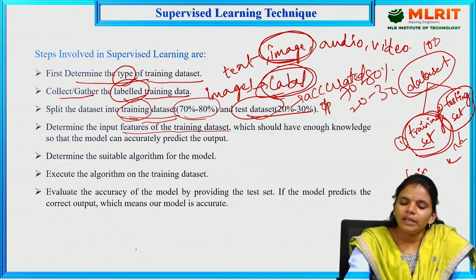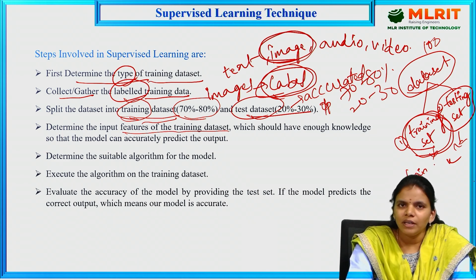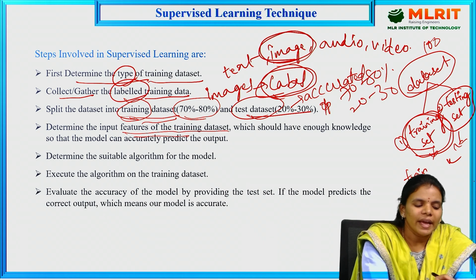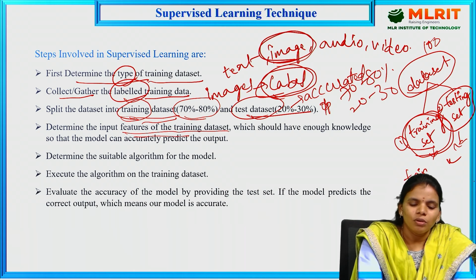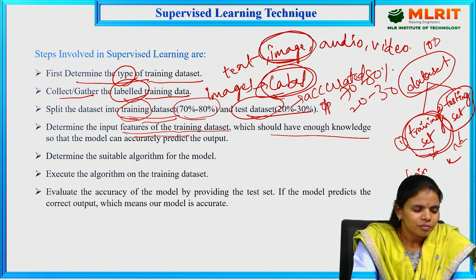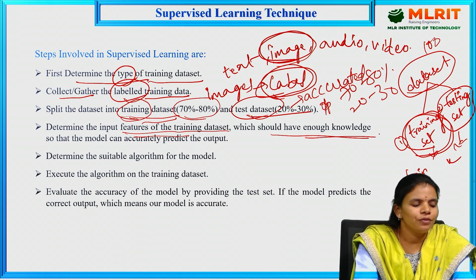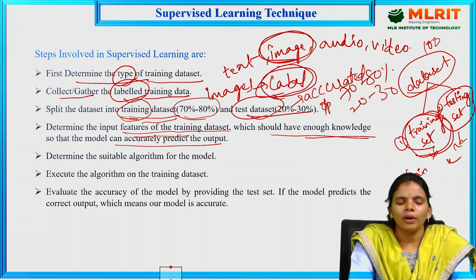So next, determine the input features of the training data set. Whatever data set you are using for training your machine learning model, the important step in supervised learning is to find out or extract the features of the data points in your data set. To extract the features from the training data set, we should have enough knowledge so that the model can accurately predict the output.